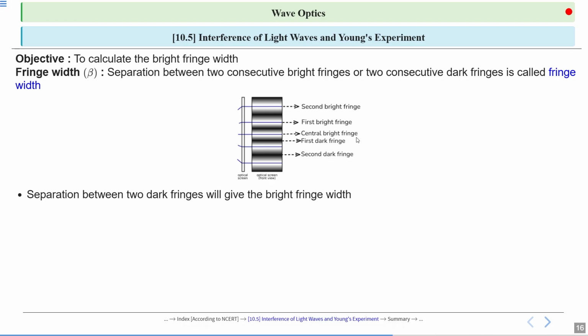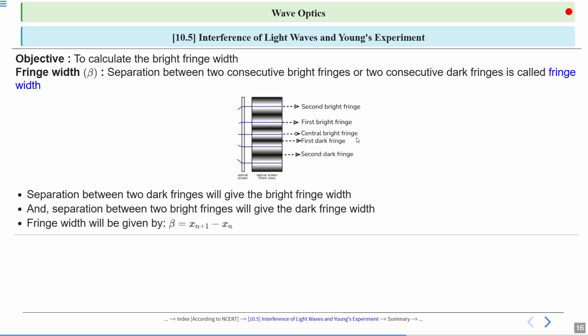This is because the dark fringes act as a boundary for the bright fringes, and bright fringes act as a boundary for the dark fringes, helping us measure their width accurately. The separation between two bright fringes will give us the dark fringe width. This relationship is important because it shows a symmetry in the interference pattern, where bright and dark fringes alternate regularly. So let's look at the formula.